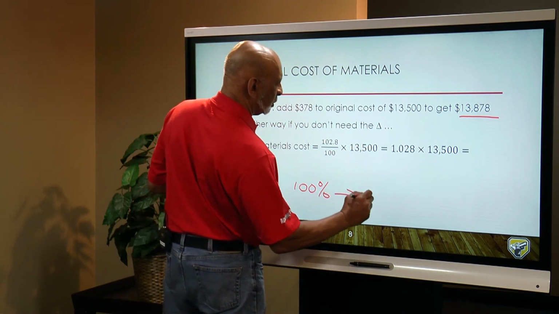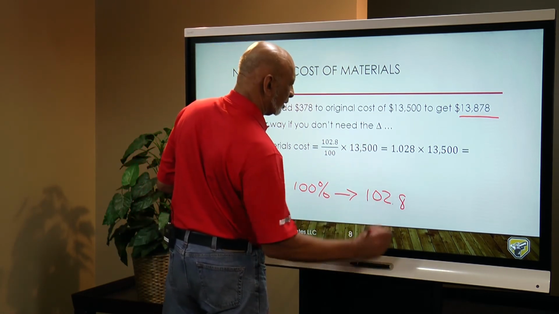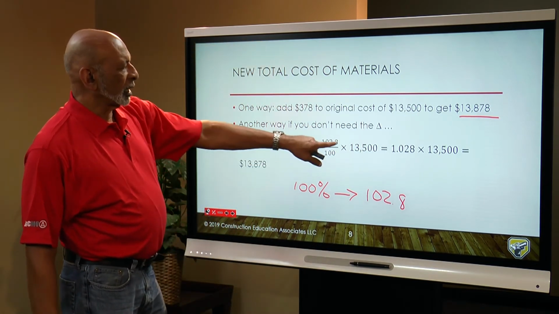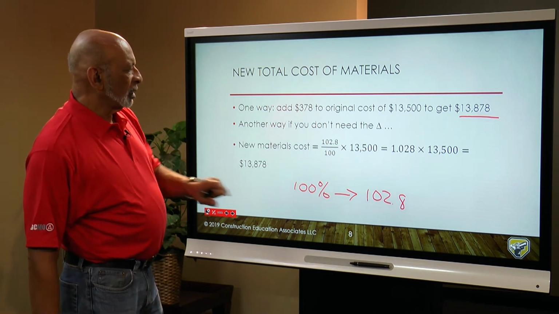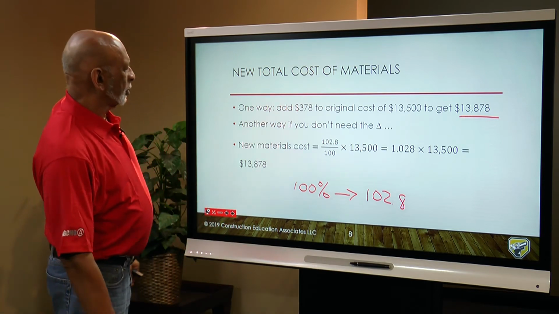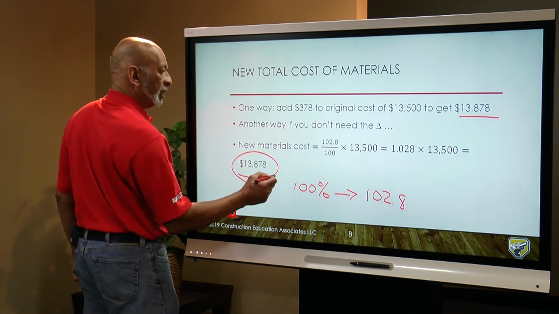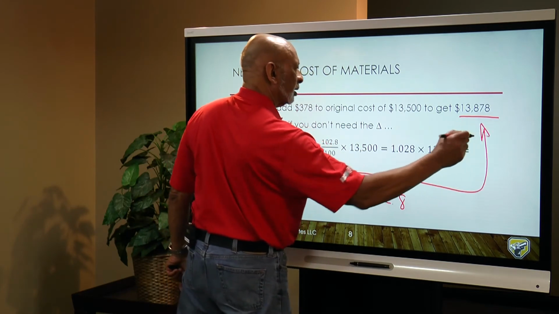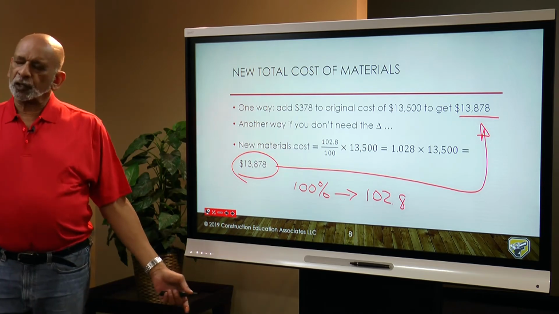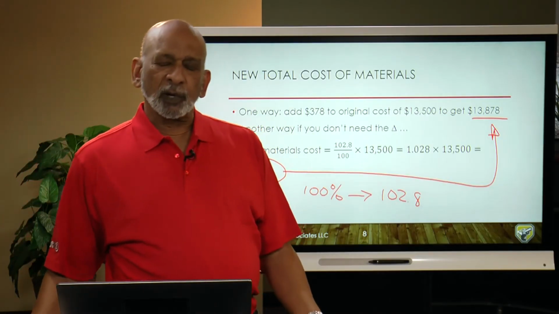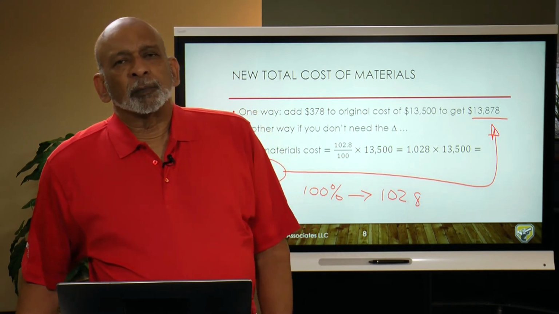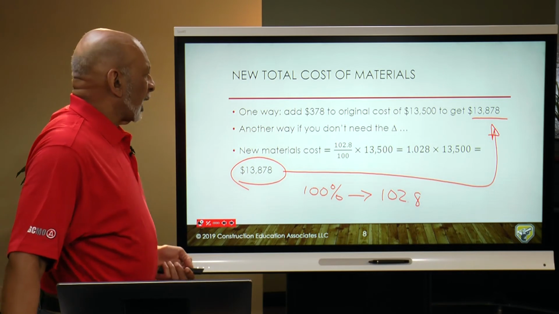So it's going up to 102.8%. So in this case, I wrote 102.8 over 100 times 13,500. 102.8 converts to 1.028. And when you multiply it out, you get 13,878, which is exactly the same thing we got by doing it with an extra step. So it depends on your comfort with the math. You can do it one way or you can do it the other. And as you work on this more and more, you may discover that one works for you more reliably than the other.